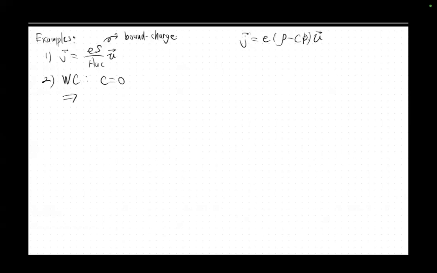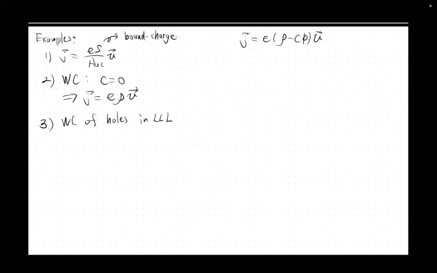So this means that J is E rho V. So this matches our classical intuition. Our classical intuition is exactly right. Okay, now let's think about Wigner crystal of holes in the lowest Landau level.